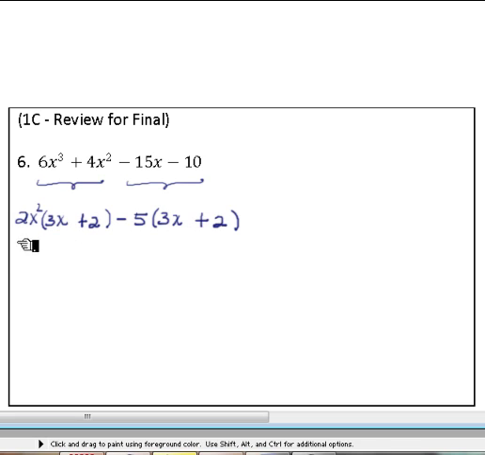So we're just going to pull out one copy of 3x plus 2, put that over here. Pull that out in front. And from the first group, we're left with 2x squared. And from the second group, we're left with minus 5.